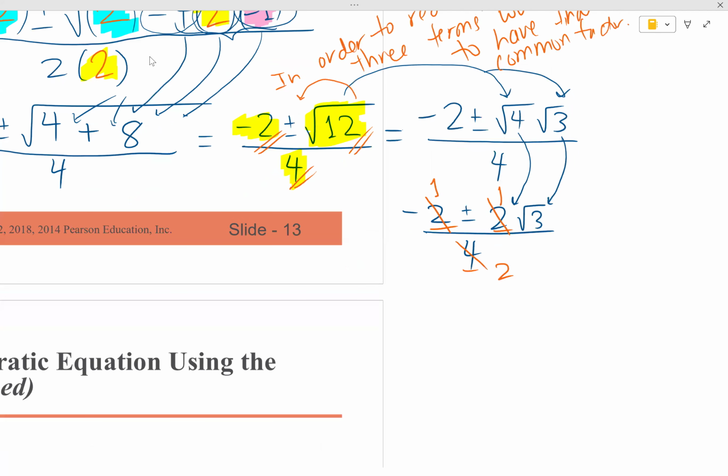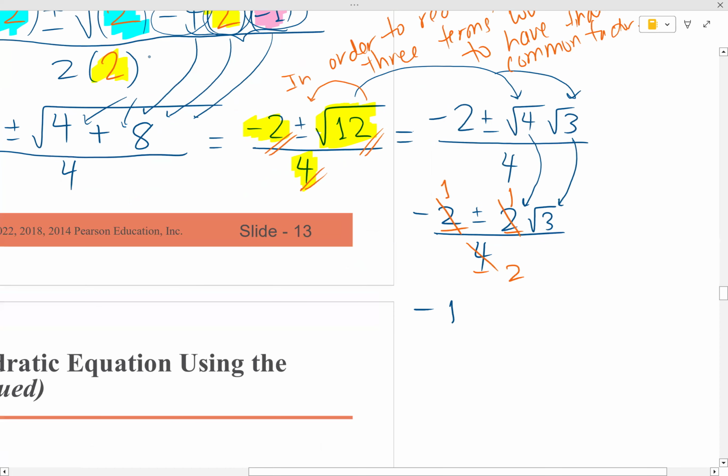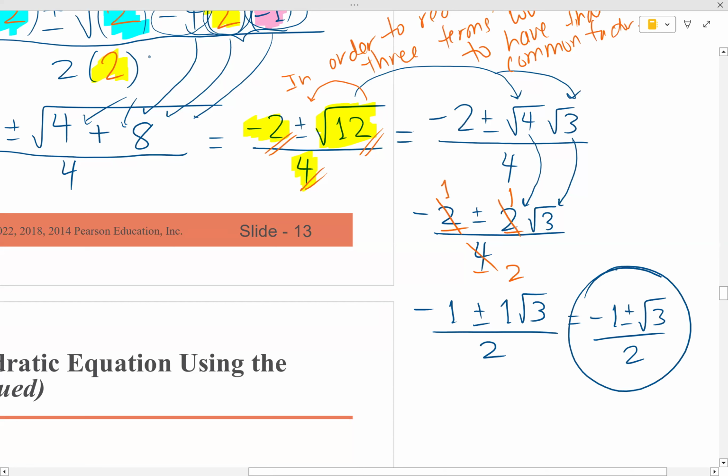Let's see. It's going to be -1 plus or minus. I could write 1 times the square root of 3, but we know that 1 times anything is that thing. So probably the simpler way to write it would be -1 plus or minus the square root of 3 over 2. And that's it. I'd say that's a perfect answer on the midterm or final or whatever.